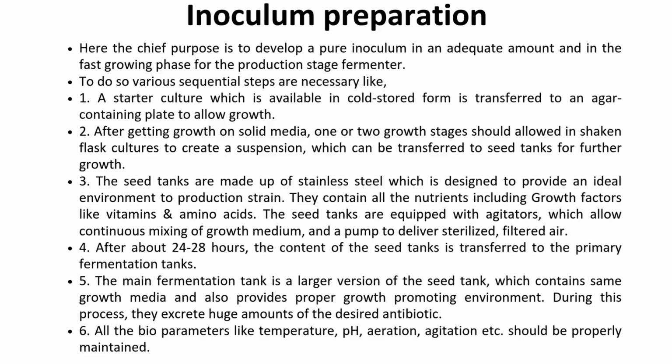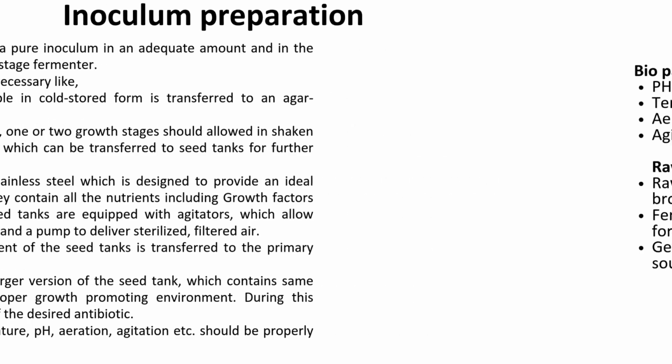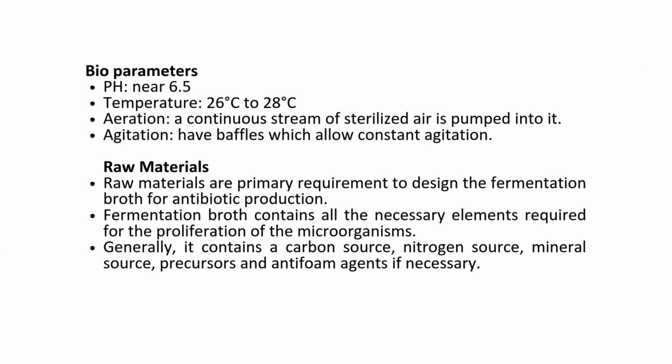In the following section, we discuss the key biological parameters and raw materials. The pH should be maintained near 6.5. The temperature should be between 26 and 28 degrees Celsius. Aeration is provided by a continuous stream of sterilized air pumped into the fermenter. Agitation is achieved with baffles that allow constant mixing.